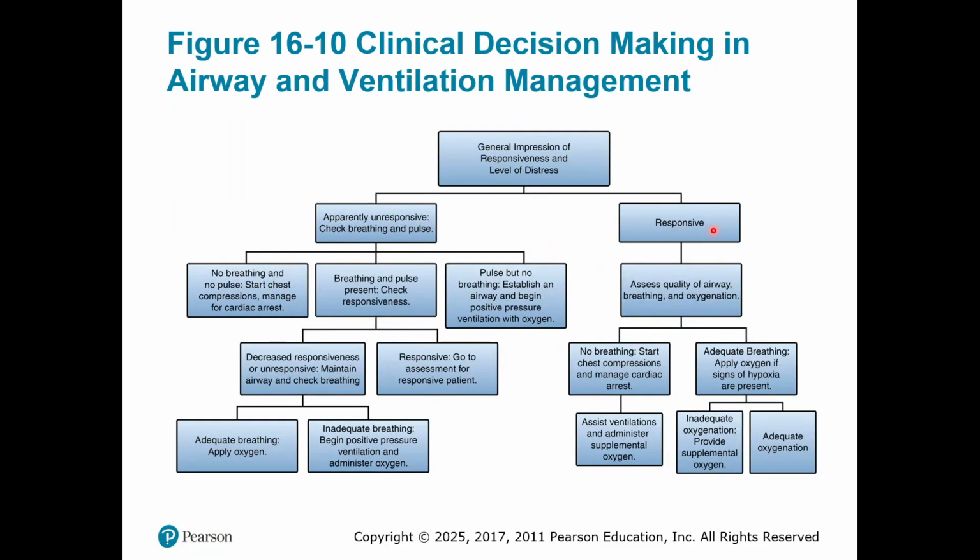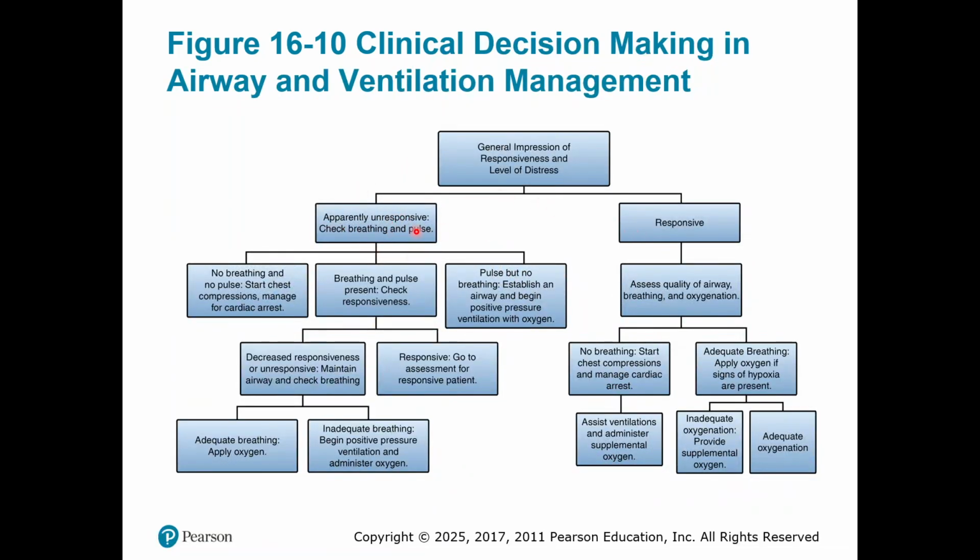And so let's look at responsiveness first. You assess the quality of the airway, breathing, and oxygenation. If it's adequate, apply the oxygen. If signs of hypoxia are present, right? And then come down here, inadequate oxygenation, provide supplemental oxygen, adequate oxygenation. If you come here and it's no breathing, start chest compressions and manage cardiac arrest. Assist ventilations, administer supplemental oxygen.